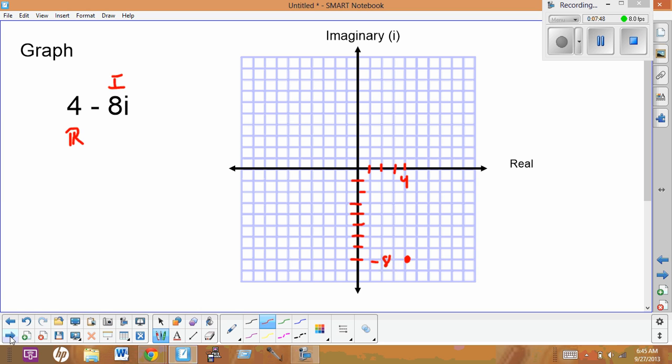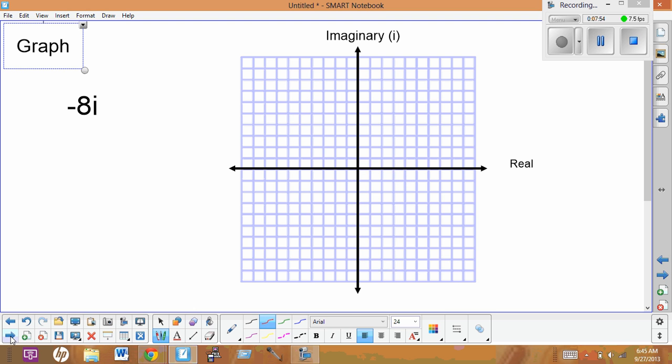Moving to the next problem now. So again, remember, if I'm moving too fast, you can pause it. Here's the next one I'd like you to try. This one is negative 8i. Go ahead and pause the video and do your best attempt to graph it and turn it on when you are ready to see the answer.